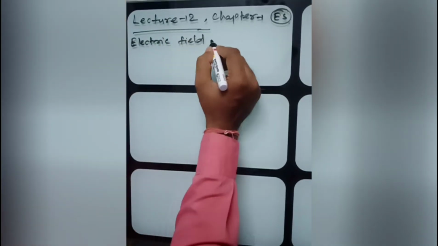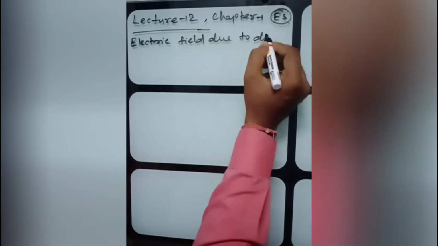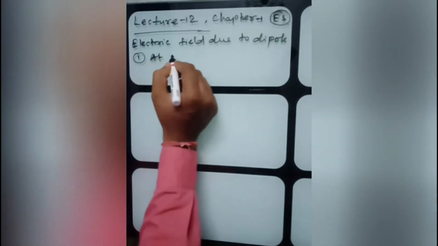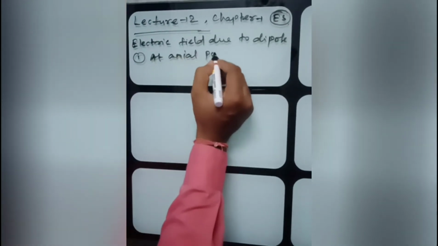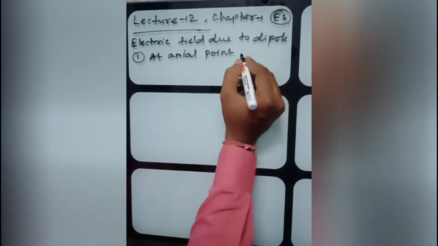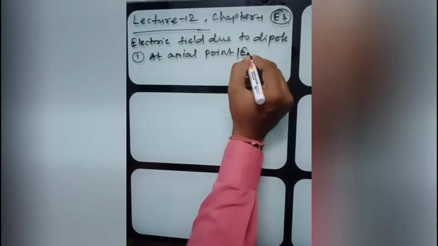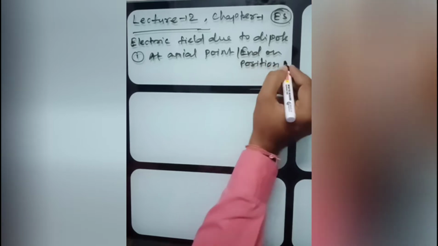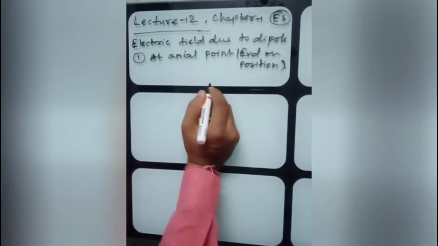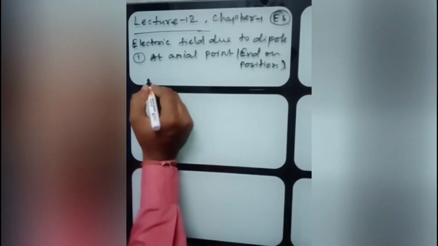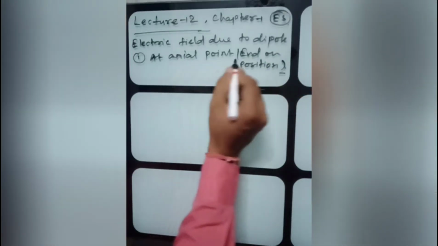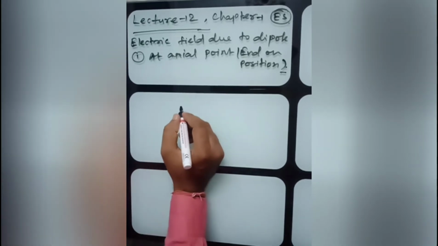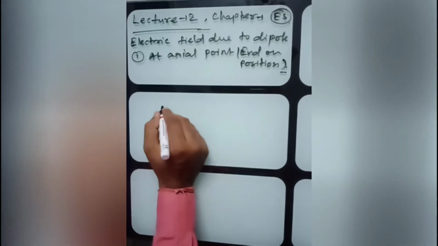Electric field due to dipole at axial point. This is also called end-on position. Okay, this is the end-on position. Students, we have discussed that the end-on position or the axial point lies on the axis of the dipole, that is, on the line joining the two charges.